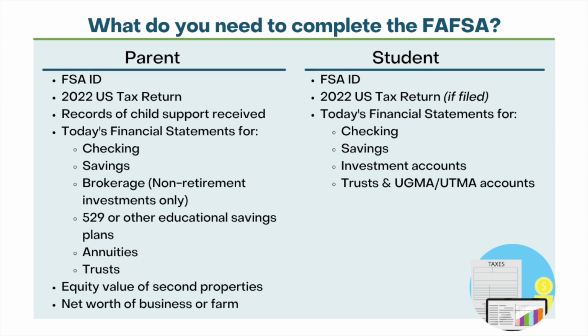Here is an important list of things each contributor needs to complete the FAFSA. For parents, they need their own FSA ID, which needs to be created ahead of time, as well as a copy of their 2022 tax return. Any records for child support received in the full year prior to completing the application. To report parent assets, you'll need today's financial statements for checking, savings, brokerage, only those investments that are non-retirement, 529 plan for the student applicant, annuities and trusts. As part of parent assets, you also need to report equity value of any second properties you own. And parents that own a business or farm will need to report the net worth of their business or farm.